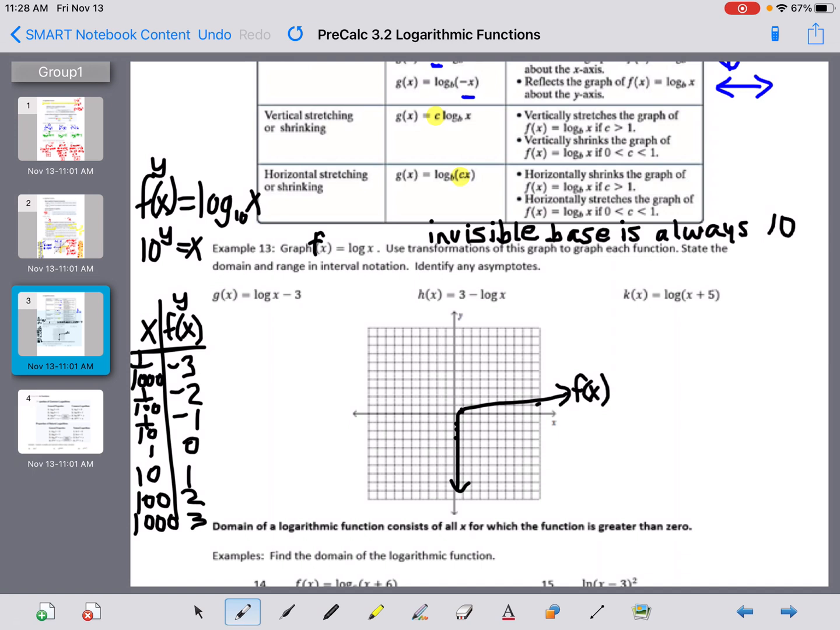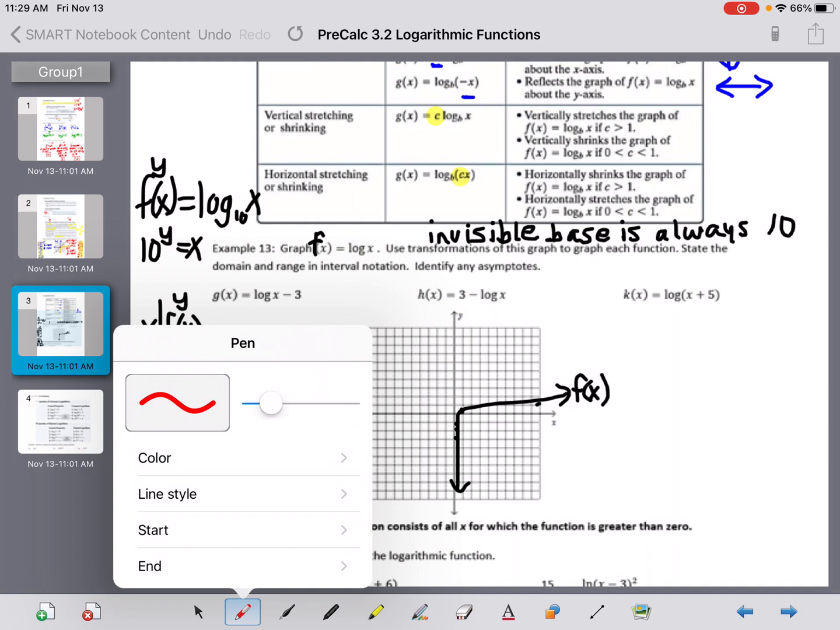For the domain of this one, obviously I'm not going smaller than 0, and I'm going to infinity. But my range, I'm going to hit every y there is, so -infinity to infinity. The range is never going to really change here. The domain will. So let's do some transformations of this graph.